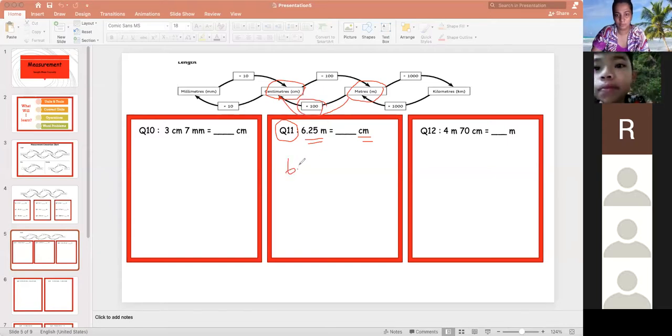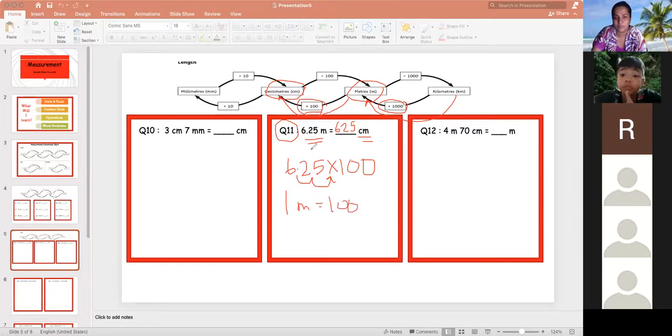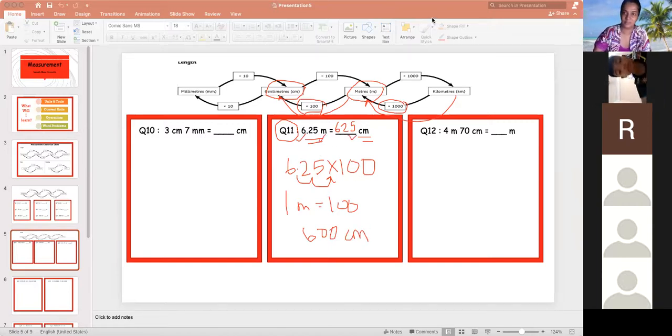So 6.25, kamu times with 100 lah. You can write down like this. Then you move your decimal 2 points and you will get 625 centimeter. How did you get a 0 in front some more? Remember, you're only supposed to times with 100. This is 1000. If kilometer to meter, then 1000. Meter to centimeter is only 100. Because 1 meter is 100 centimeters. So if you have 6 meter, obviously you'll have 600 centimeters. Faham? And 25 tu tambahlah 25. Okay, good. Noted. Okay.